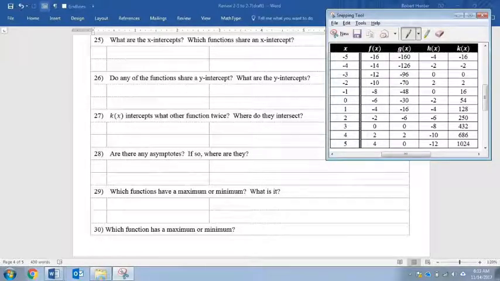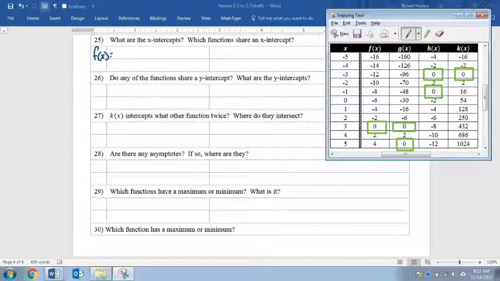X-intercepts. Okay, an x-intercept is when y is 0. So they're kind of all over the place, so just start listing them out.